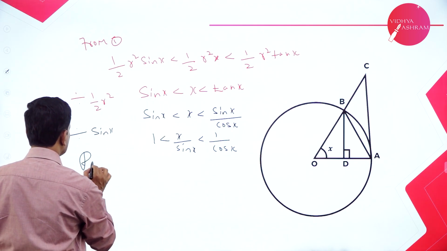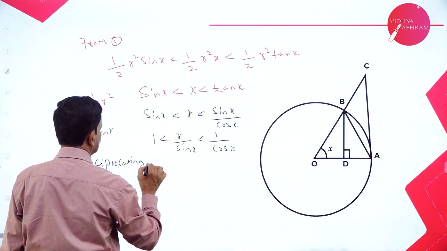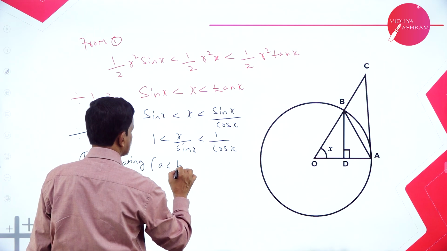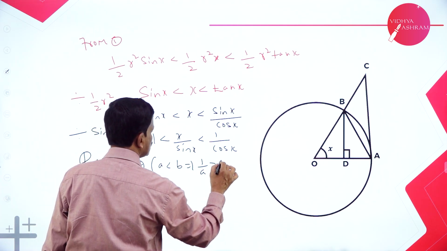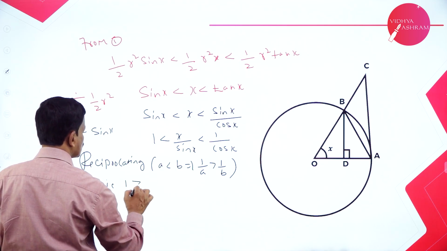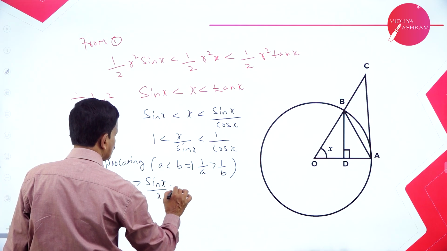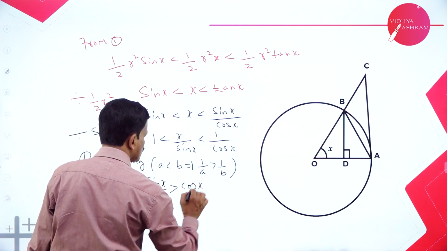Now reciprocate it. Reciprocating, there is one formula: if A is less than B, it implies 1 over A is greater than 1 over B. So then this becomes 1 is greater than x by sin x becomes sin x by x, which is greater than cos x by 1, that is cos x.